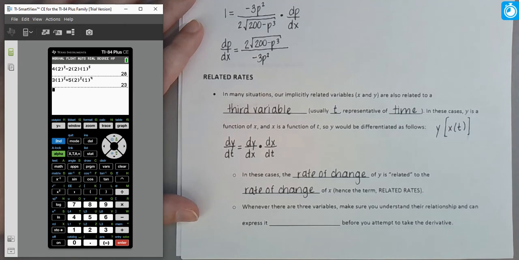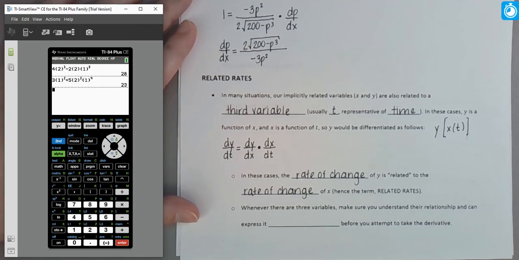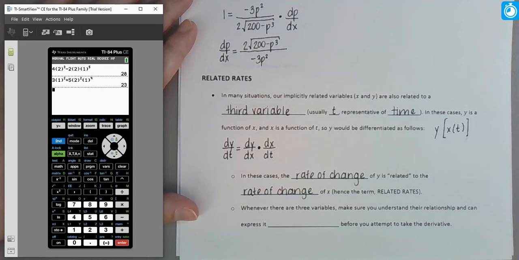So whenever there are 3 variables, number 1, you have to start by making sure that you understand how they're related to one another. What is truly the input? What is truly the output? Is there an intermediate variable that you're plugging into one function that also takes another variable as its input?